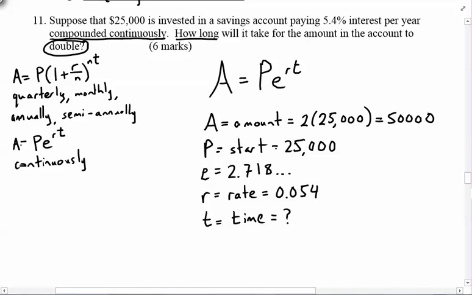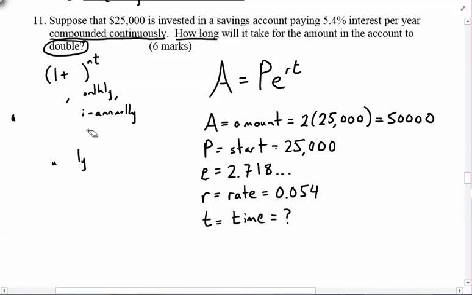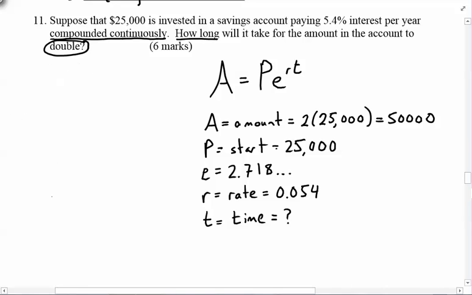So now I can solve the problem. I'll give myself some more space over here. So I'm going to plug in those values for A, P, e, r, and solve for t. So I'm trying to end with 50,000. I start with 25,000. e is just a number. r is the value 0.054, the interest rate. And t is how much time.